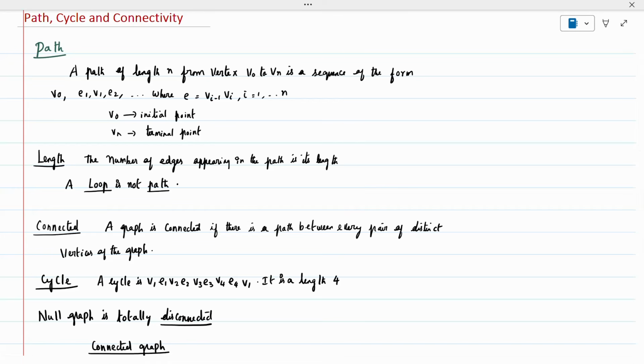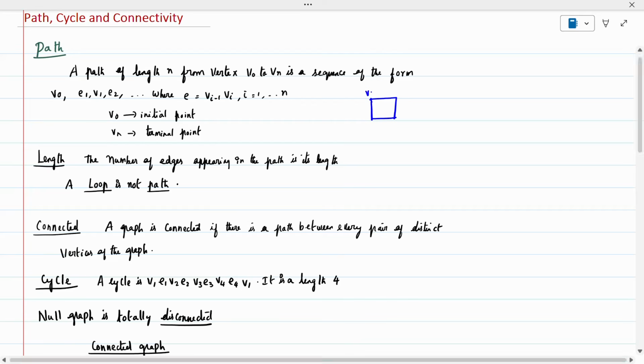Hi all, today's topic is path, cycle and connectivity. What do you mean by path? A path of length n from a vertex v0 to vn is a sequence of the form v0, e1, v1, e2, and so on. Path means, for example, like this.